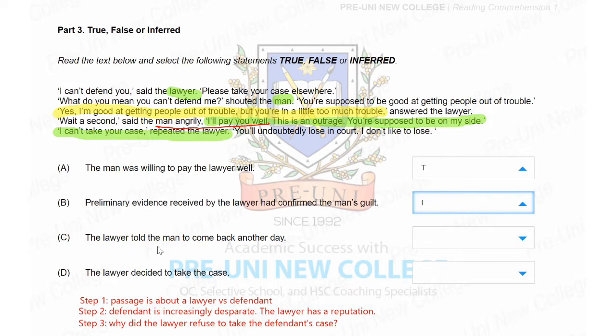Now, option C, did the lawyer tell the man to come back another day? Well, no, he said that he doesn't want to be involved at all. So this would actually be a false statement. And finally, option D says the lawyer decided to take the case. Now, that's clearly not true either. We already saw that the lawyer doesn't want to be involved at all. So this would also be false. Okay, so that organizes all of the statements, true, false, or inferred, and is basically how you approach these questions.